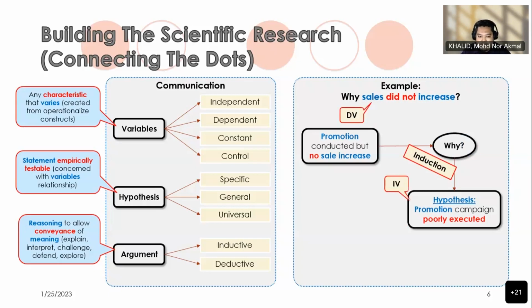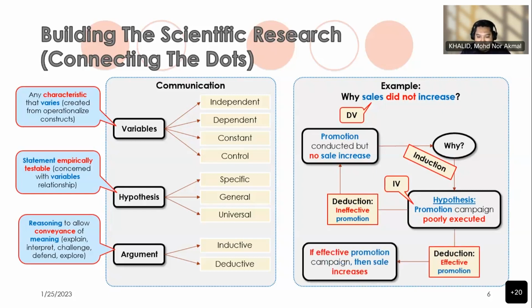And of course, we need to define the dependent variable and independent variable here, which in this case, the dependent variable is the sale, and the independent variable is the promotion. Promotion can affect the sale but can't be affected by the sale. That's why it becomes the independent variable. And of course, we can also use a deductive argument, which is a reverse process. Instead of not knowing the problem and trying to find it, we only have the hypothesis, so we use deduction, meaning that from the hypothesis, we try to deduce the problem. So that's how induction and deduction work.